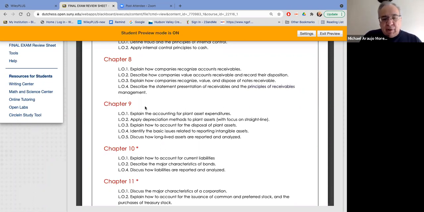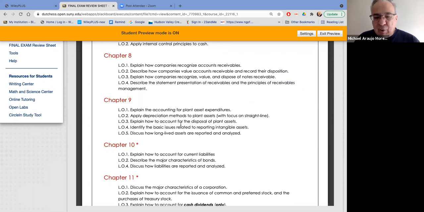Chapter 9 was all about property, plant, and equipment and intangible assets, two very, very important things to know. The first thing we learned is how to actually calculate the cost of an asset, a fixed asset. So when we buy land or when we buy a building, what does the company have to look at to determine the cost of that asset? So that was the first thing we learned, and there certainly will be at least one or two questions on that, because that is a very important aspect.